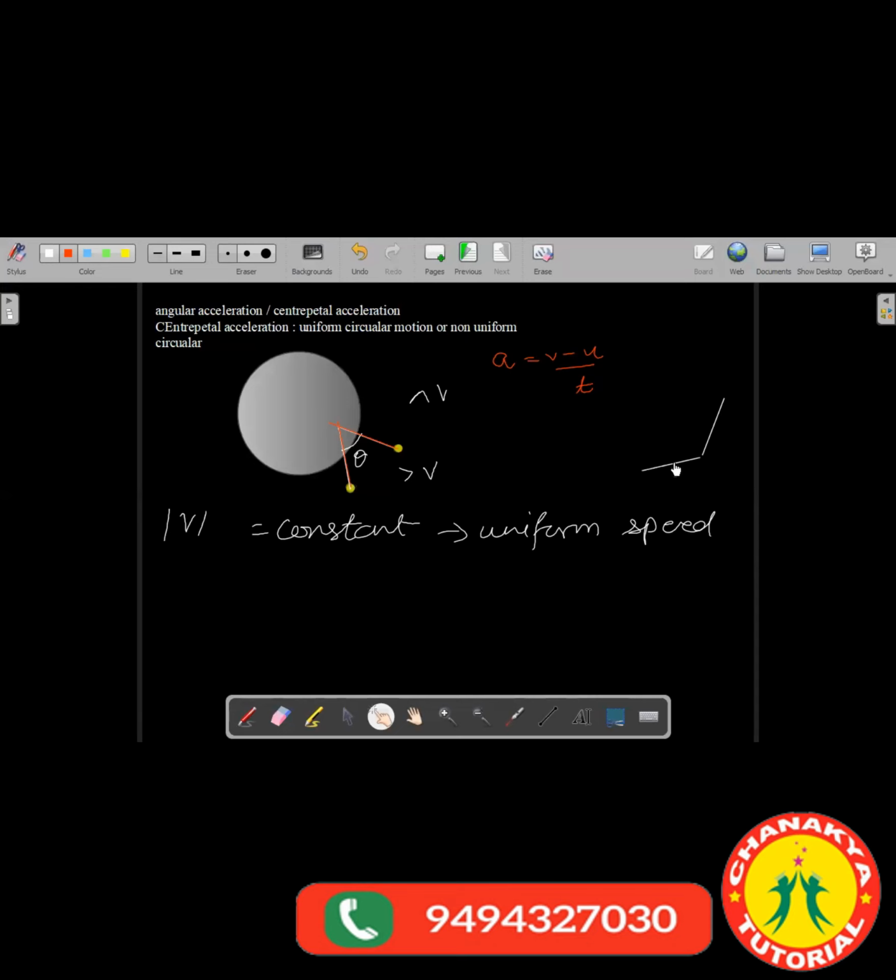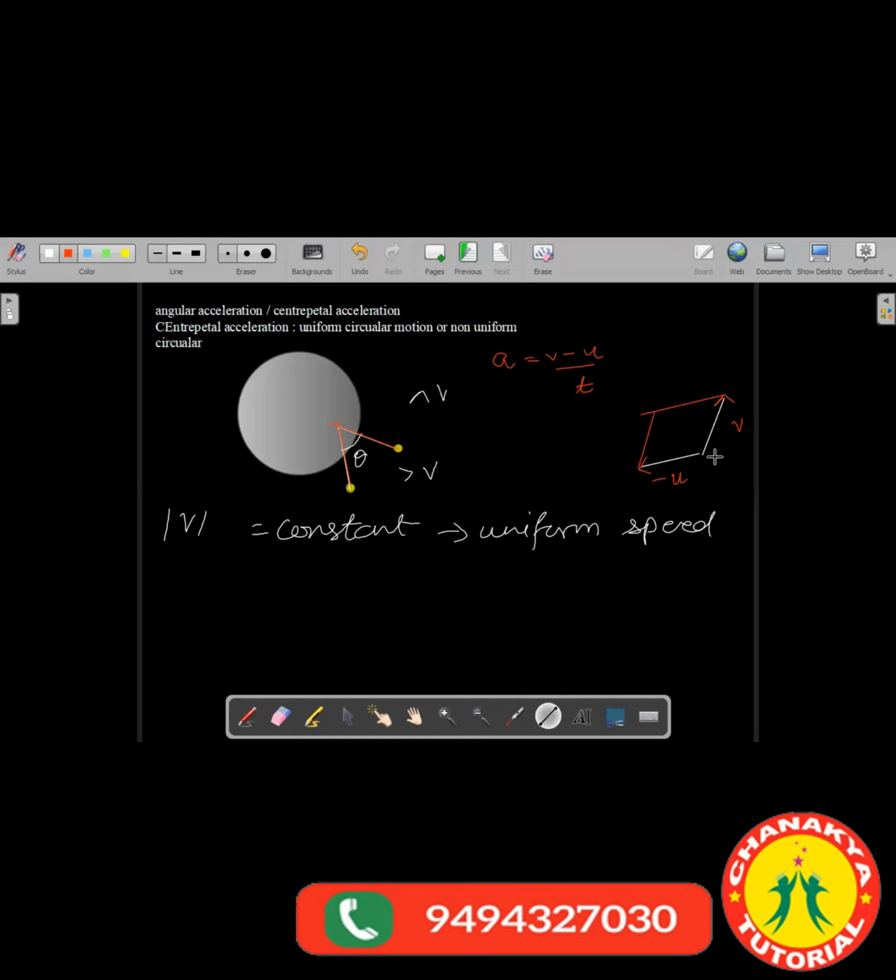Okay. So see, these are the vectors. I want to find out their resultants. Here I can show you that this is your minus u. See, u was pointing in this direction. This is the direction of u. So this is your minus u and this is your v. If you complete your parallelogram, you will observe that it points towards the center.